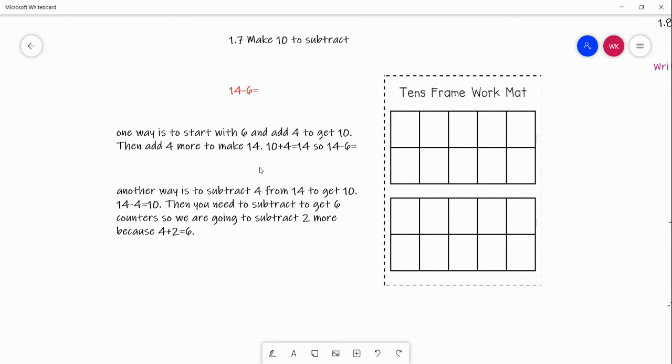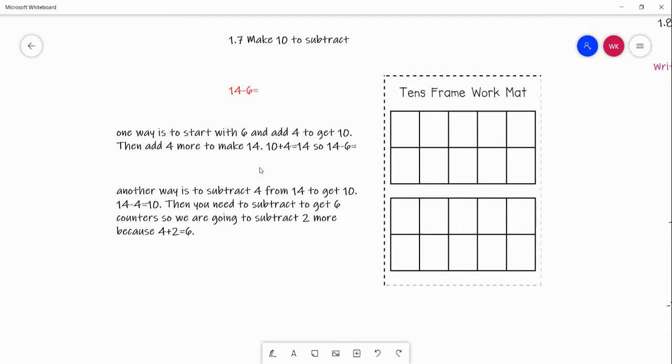This is just another strategy that you can use to help you with your subtraction facts. If you don't like this strategy, that is okay. There are plenty of other strategies that you can use to help you subtract. Just like the one that we just went over in 1-6, where you can think addition to subtract, this is just another strategy that you can use to help you with your subtraction facts.